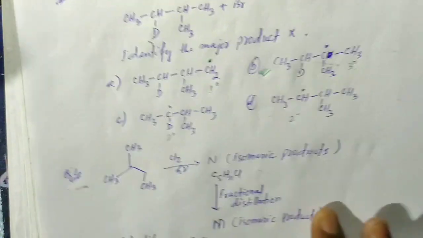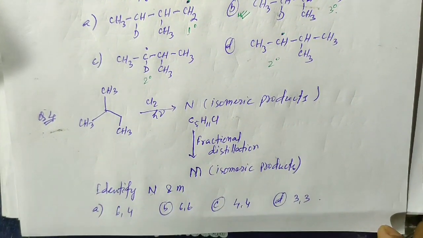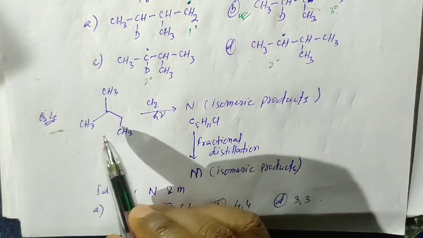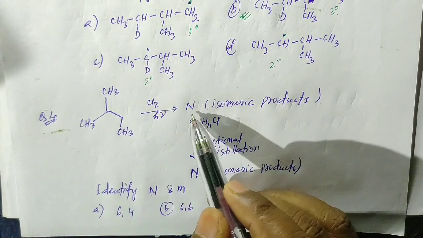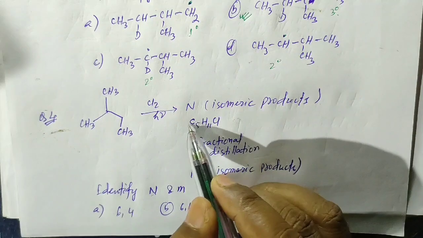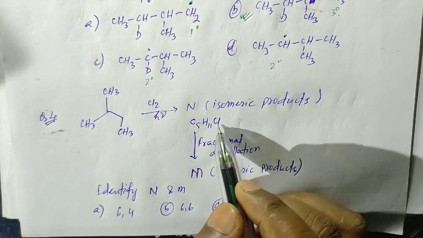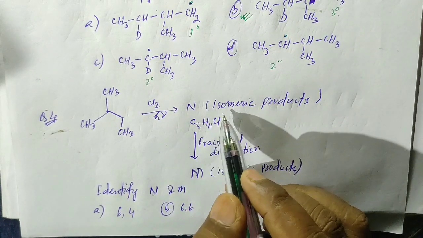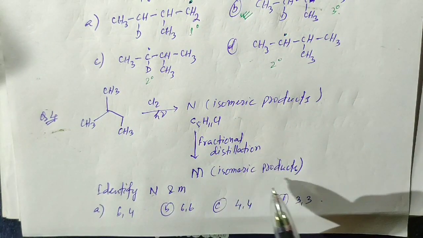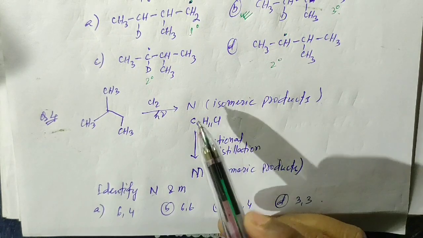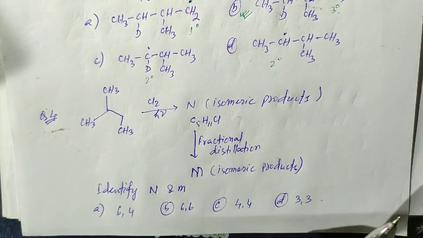Okay, now let us go to the last question. This is an alkane, I think 2-methylbutane, numbered 1 2 3 4. When it is reacted with chlorine, N isomeric products are formed, which have the formula C5H11Cl. When this mixture of haloalkanes undergoes fractional distillation, M isomeric products are obtained. So the question here is, what will be the numbers N and M? Identify N and M.